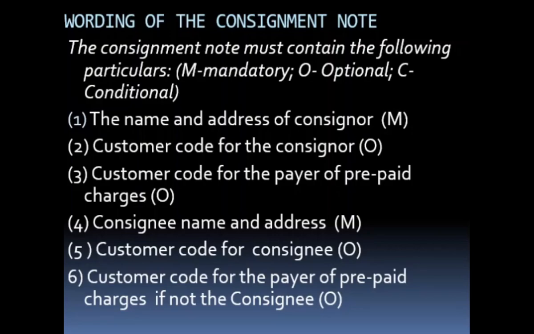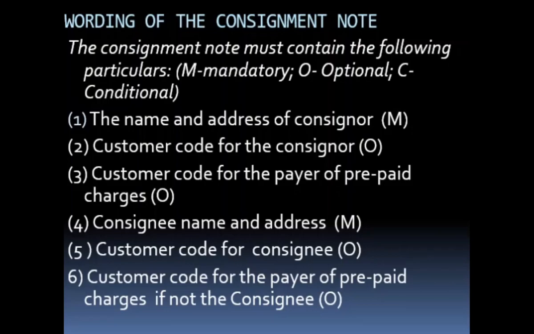So the first part of the consignment note is part 1. Part 1 is about the name and address of consignor, and it's mandatory. Part 2 is about customer code for the consignor. That is optional. If you want to put it there, fine. Part 3 is customer code for the payer of prepaid charges. Right. If the charges are going to be prepaid, then part 3 would have to be completed, which is optional.